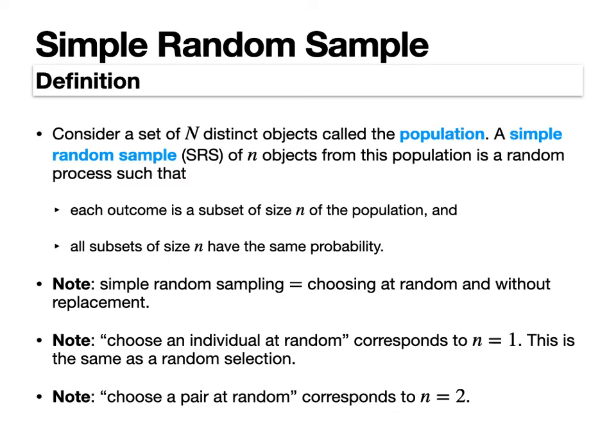without replacement. Note also that if little n equals 1 here, we're choosing an individual at random, and that's just a random selection from the population. So a random selection means choosing an individual. A random sample encompasses that, but generally we're talking about more than just choosing an individual. We're talking about choosing a sample of size 2 or more. Choosing a pair at random would be 2, and in general, you can have a random sample of size little n out of a population of size big N for any little n that's less than or equal to capital N, right?